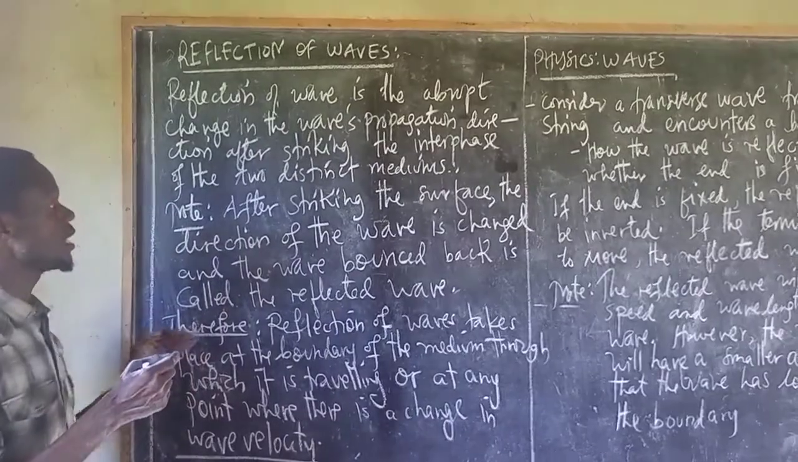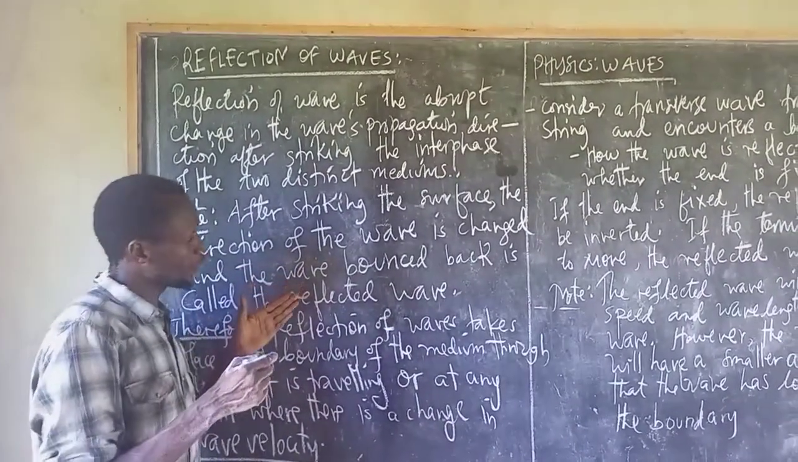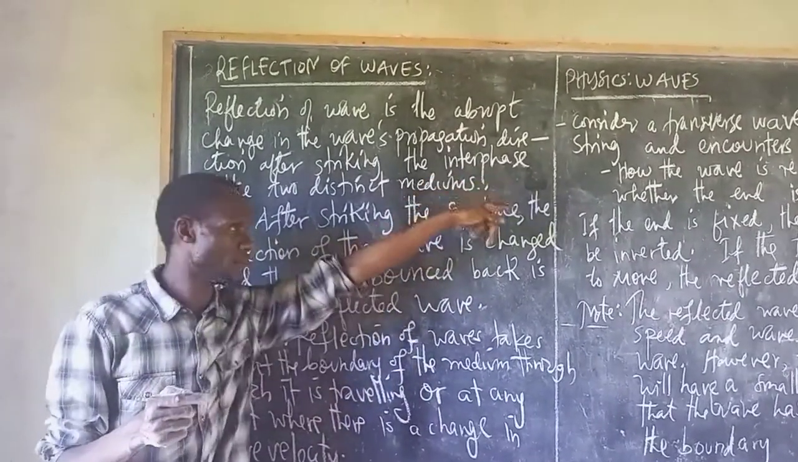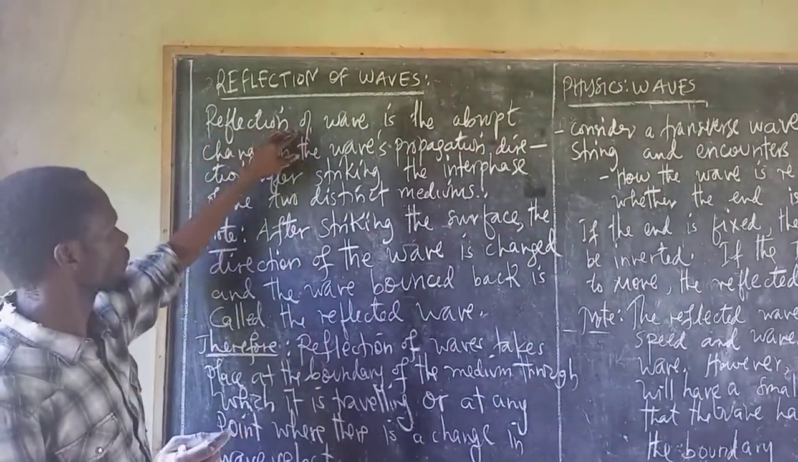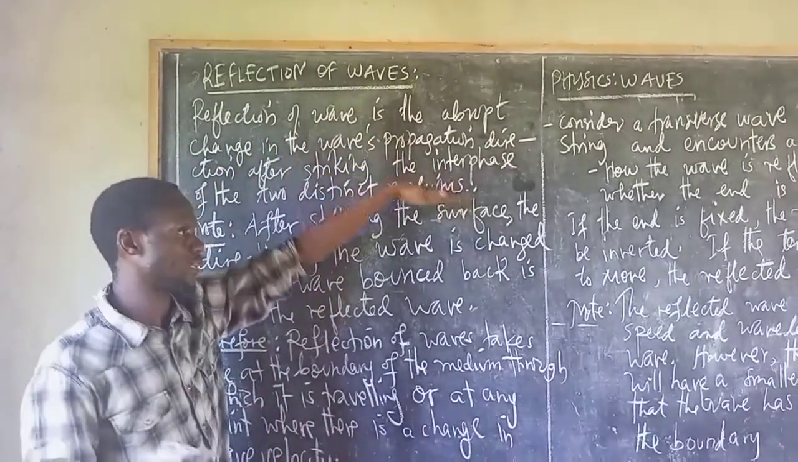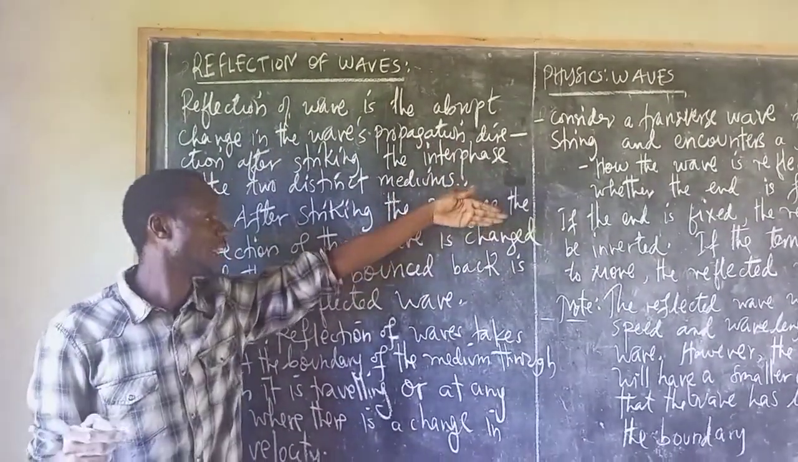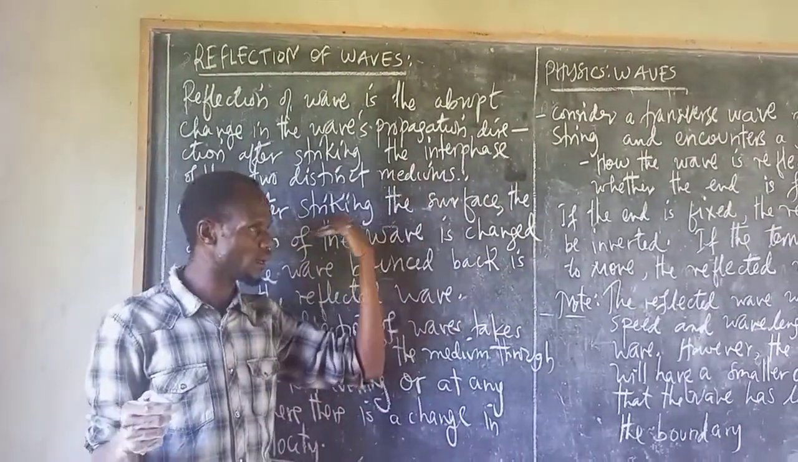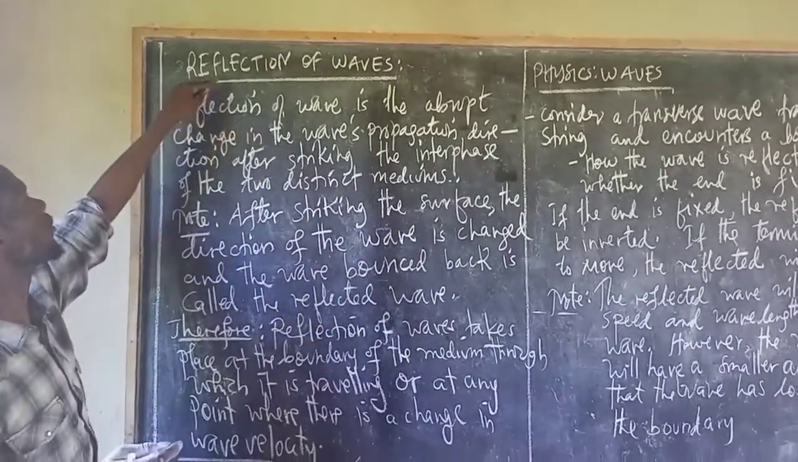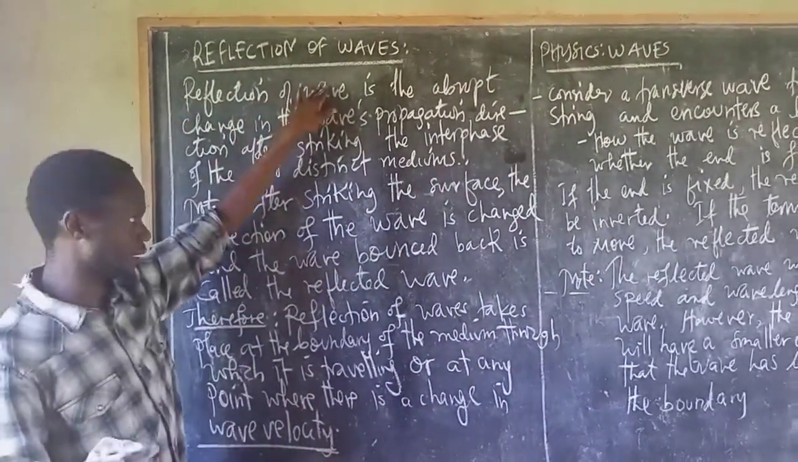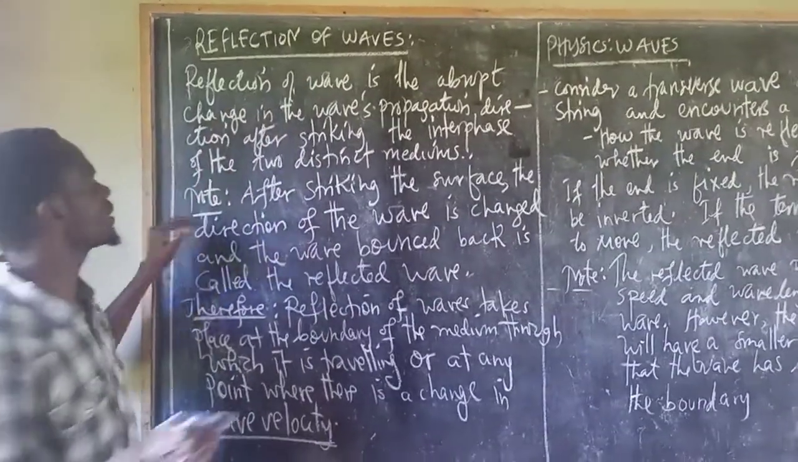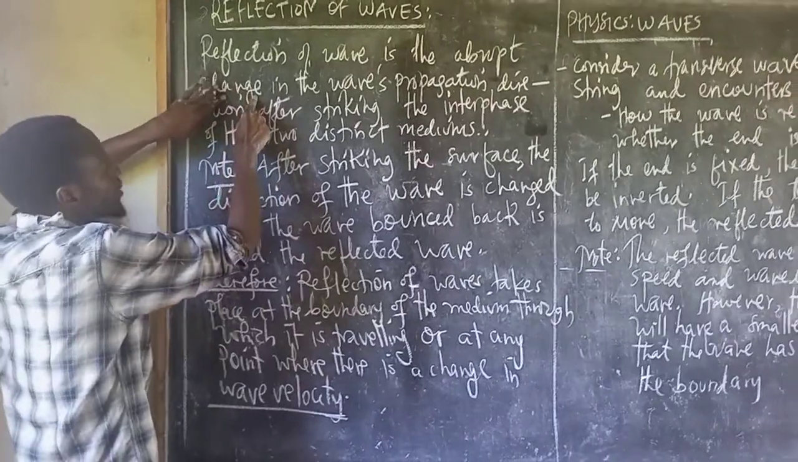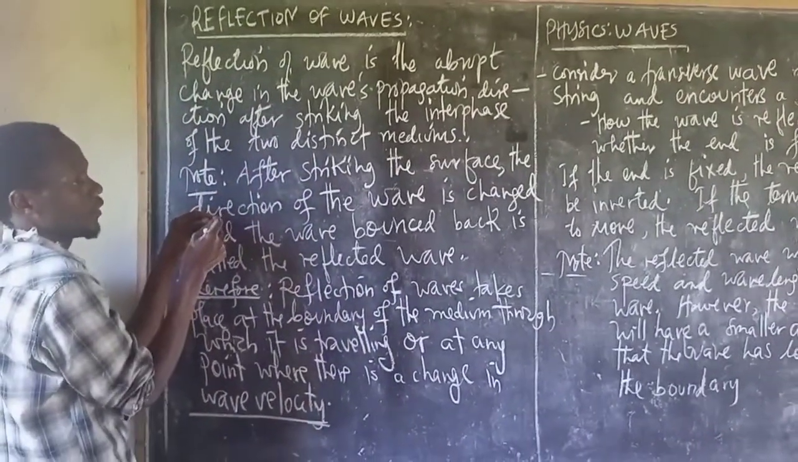happen. Means some of the wave will be transmitted through to the new medium, and some of the wave will not be transmitted to the new medium. Means they will be taken back, they will bounce back to form what we call reflection. They will be reflected. And that is why we say it is a sudden change that happens.